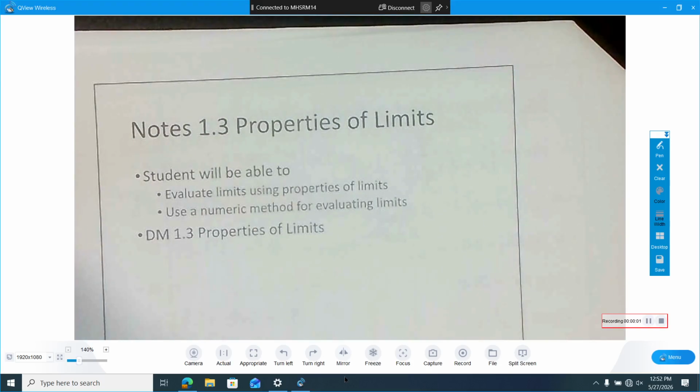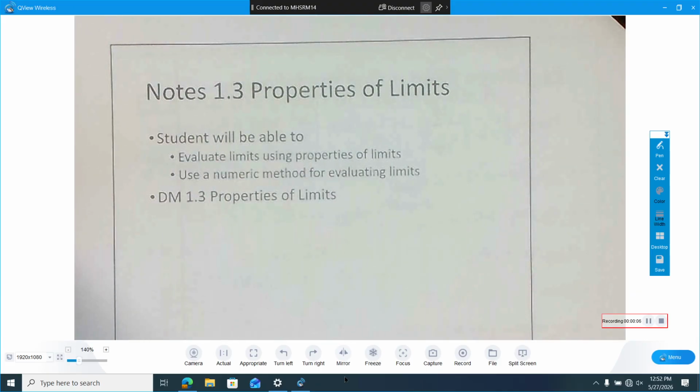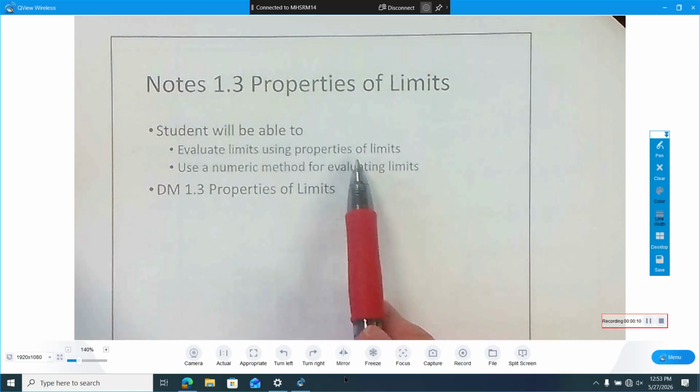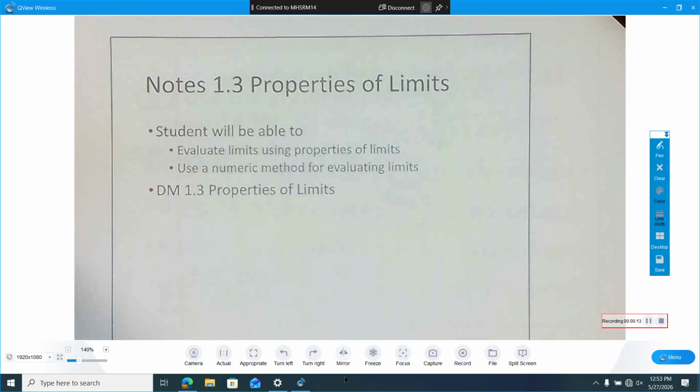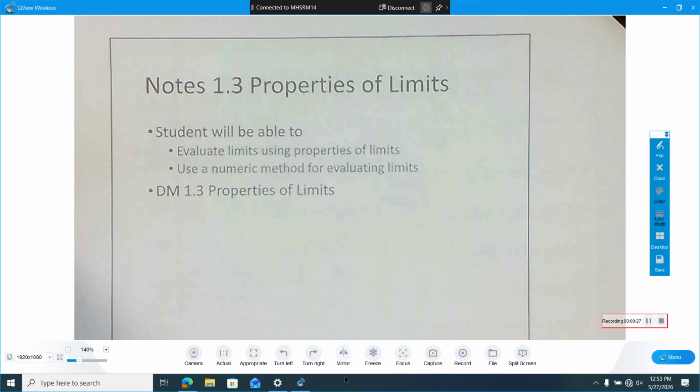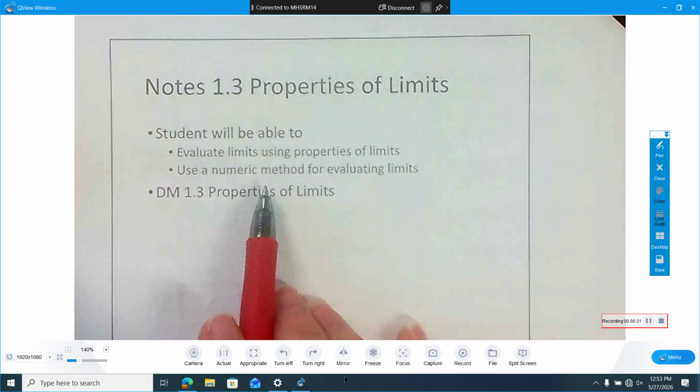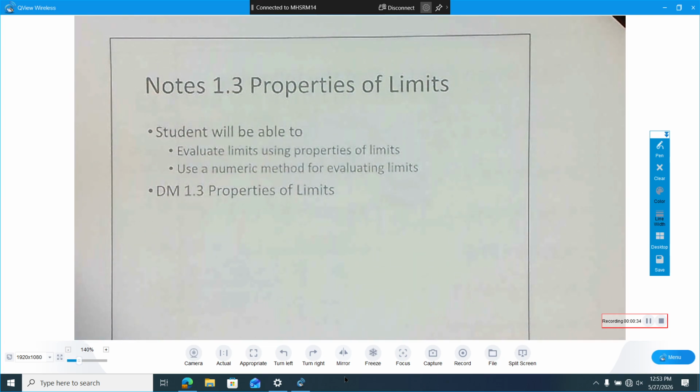All right, so today we're on properties of limits, and there are some things we can do with limits and things that don't work all the time. But we want to be able to evaluate limits using properties of limits, and also learn a numeric method for evaluating limits. So for evaluating limits graphically, we're just looking for where the two sides of your function come together, hopefully, and if they don't get really close, then that limit does not exist. We can also use direct substitution, which we'll talk more about today.